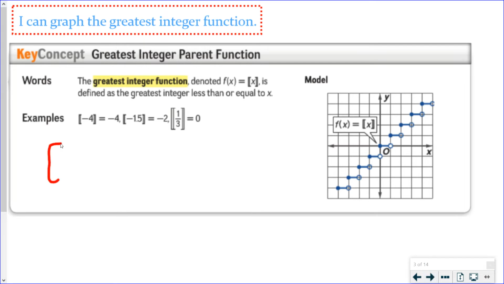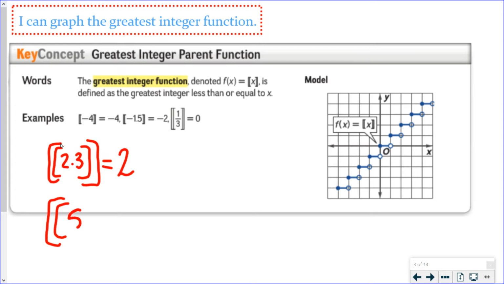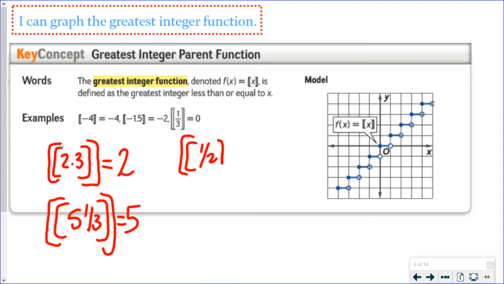So if my value that I'm evaluating is, say, 2.3, the greatest integer that is less than 2.3 would be 2. So it's got to be a whole number that's less than 2.3, and the biggest whole number that's less than 2.3 would be 2. Likewise, if we had 5 1/3, the greatest integer less than 5 1/3 would be 5. If it is some fraction, say a half, the greatest integer less than a half would be 0.